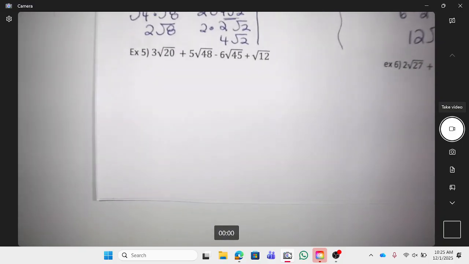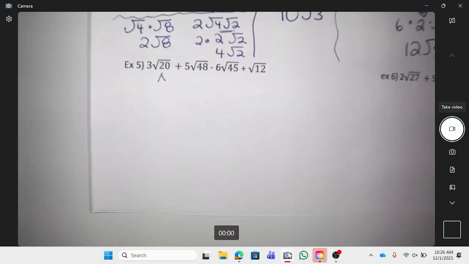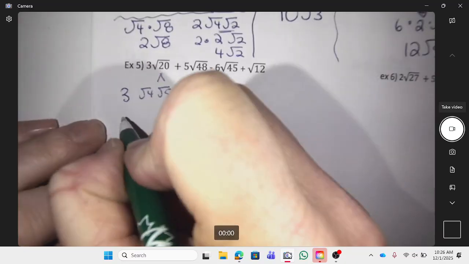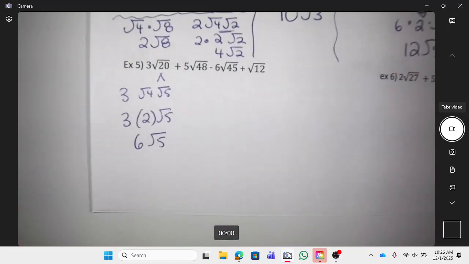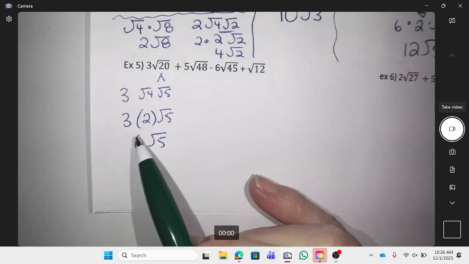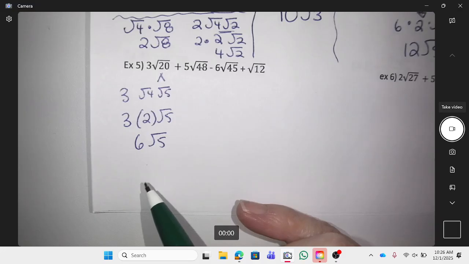Okay, I'll do 5. So we're going to break them down. Let's start with the root 20. We actually just did this one, right? 4 times 5. So focus on the root 4 part, change it to a 2. Okay, check, are we good? 6 root 5.